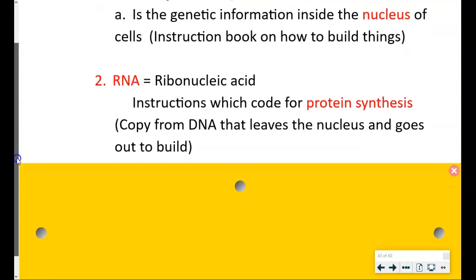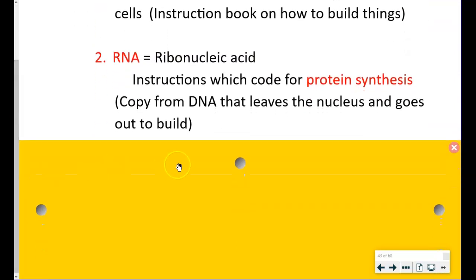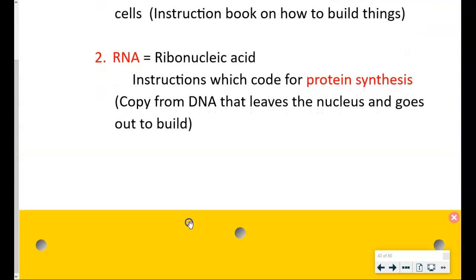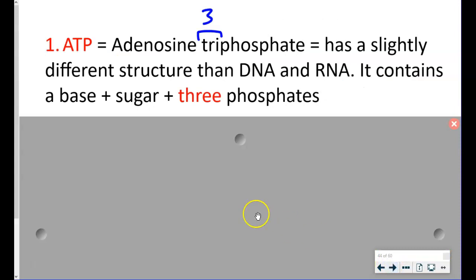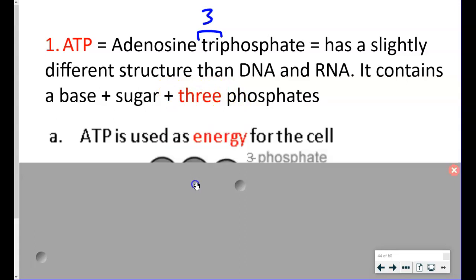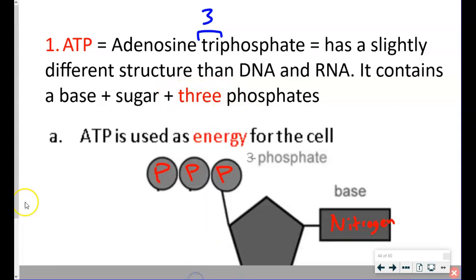Then the third one is one that we talk about a lot in our energy unit. Okay, and that is ATP. And those 3 letters stand for adenosine triphosphate. And tri means 3. Okay. And the picture of this looks a little different than DNA and RNA because instead of one phosphate, we're going to have three. So it looks like this.